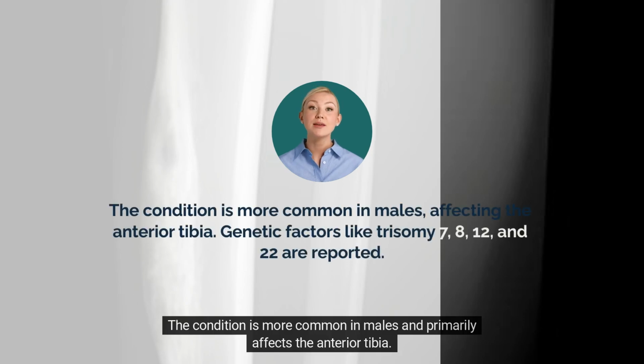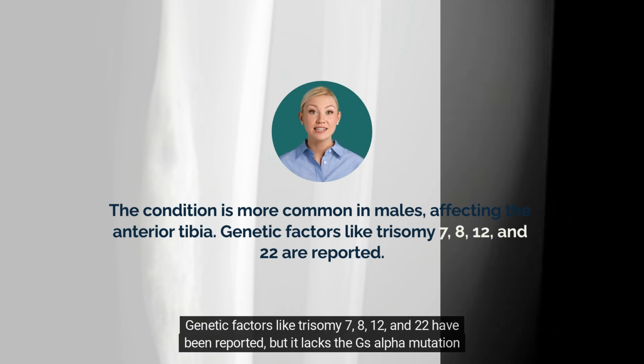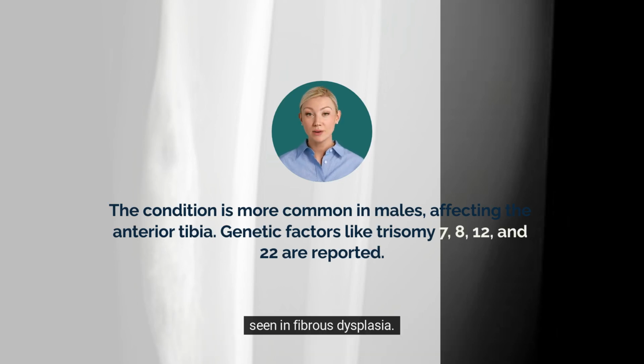The condition is more common in males and primarily affects the anterior tibia. Genetic factors like trisomy 7, 8, 12, and 22 have been reported, but it lacks the G's alpha mutation seen in fibrous dysplasia.